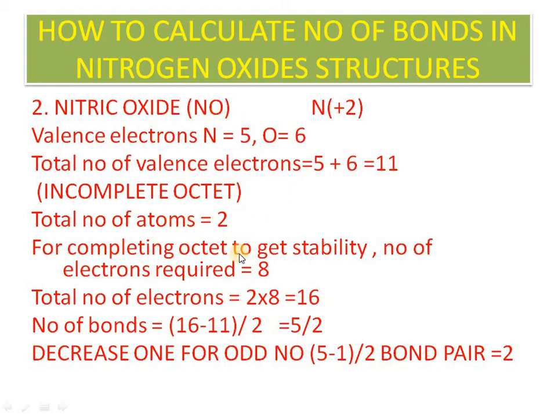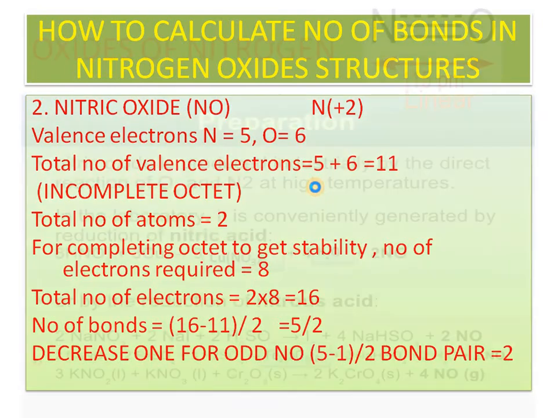2 into 8, 16, and 16 minus 11 is 5. Whenever an odd number comes, it represents that there will be some deficiency, an incomplete octet, because the octet will never complete. Thereby we are reducing 1 here. 5 minus 1 is equal to 4. 4 divided by 2, bond pair is equal to 2. So in this case the maximum bond pair would be 2.